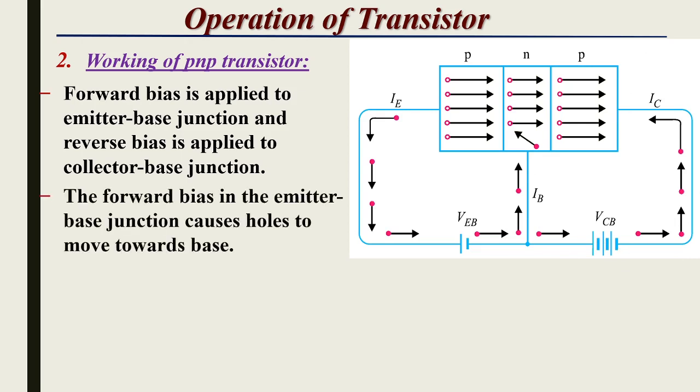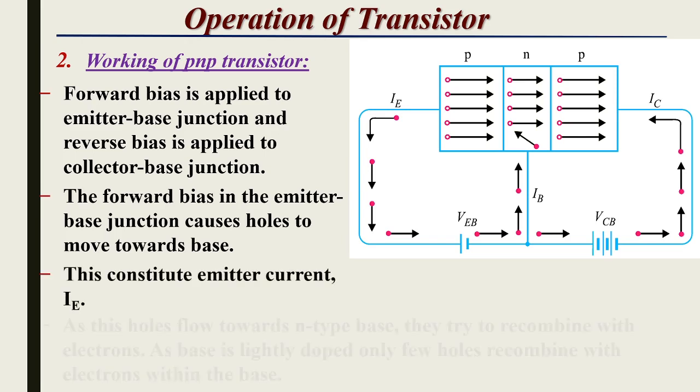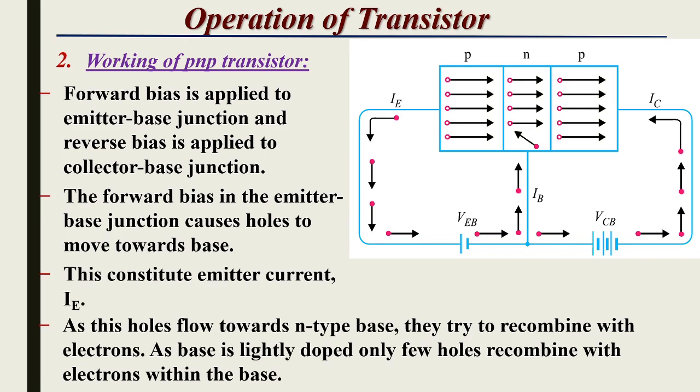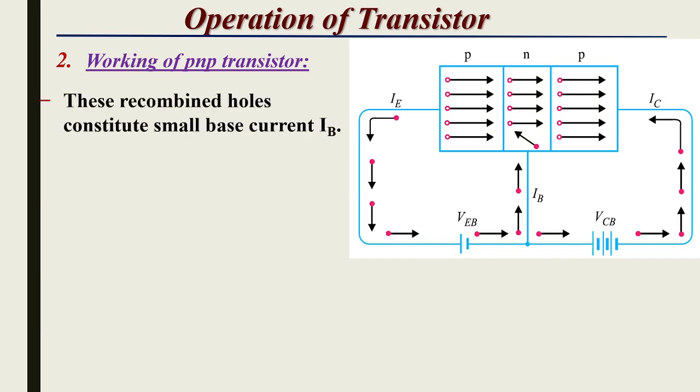The forward bias in the emitter base junction causes holes to move towards the base. This constitutes the emitter current IE. As these holes flow towards the N-type base, they try to recombine with the electrons which are available. As the base is lightly doped, only very few holes recombine with the electrons within the base, and this constitutes the small base current, IB. Current always flows from positive to negative, so that's why the direction of the base current is opposite.